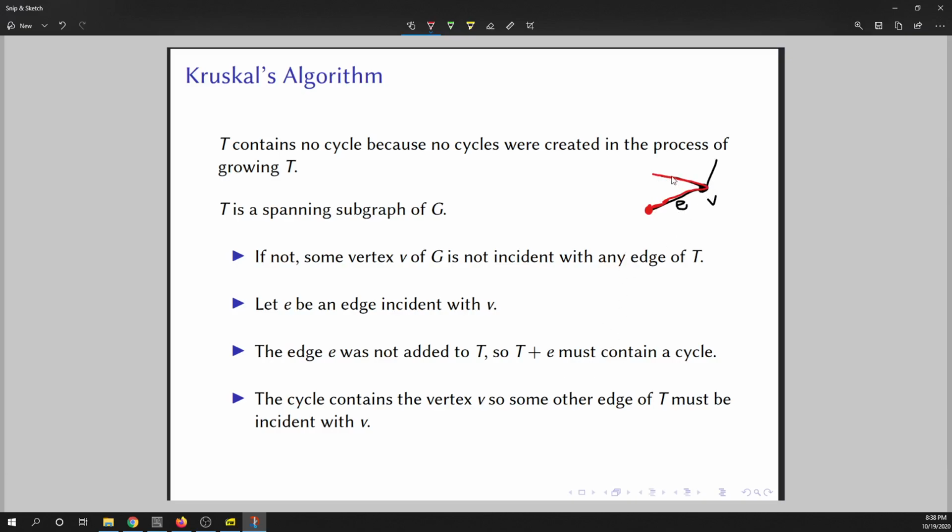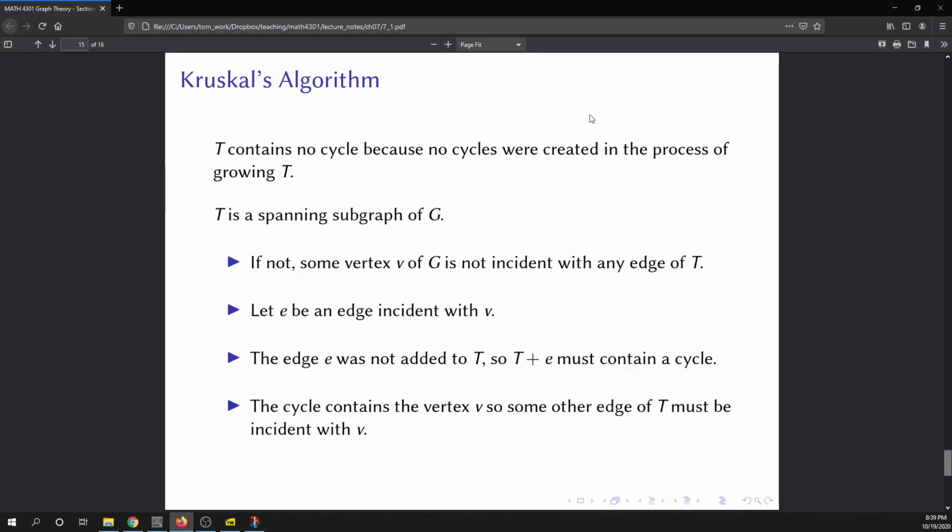When we add E in, it had to be part of a cycle. A cycle in this graph that we're looking at has at least 3 edges, so one of these other edges had to be involved in that cycle, and therefore had to be in T, okay? So that's a contradiction. So that makes T a spanning subgraph of G. So now we know that the graph T contains all of the vertices of G.